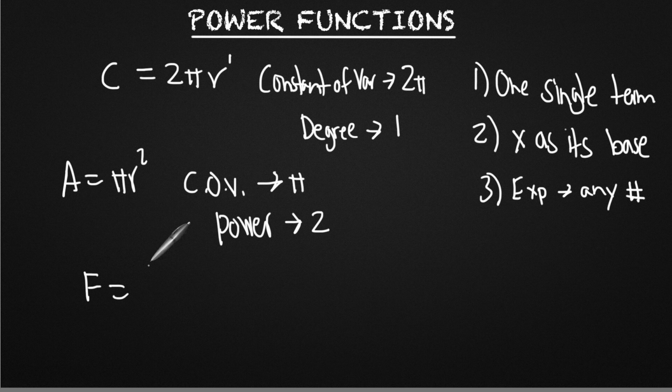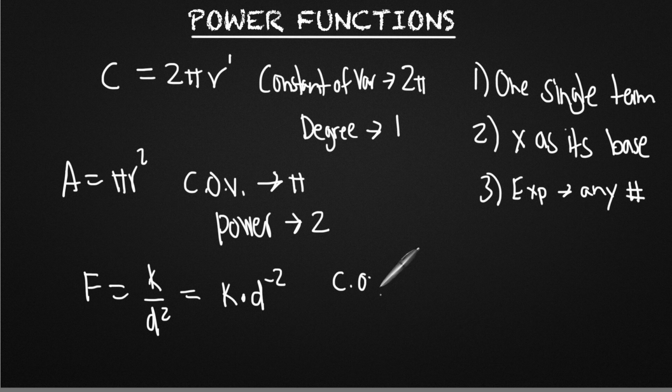All right. Force is equal to K divided by D squared. That can be written as K times D to the negative 2. D is the variable, negative 2 is the power, and K is the constant of variation. So this is a power function. So the constant of variation is K, and the power is negative 2. Remember that anytime you have something on the bottom, you can move it up to the top and make the power a negative power or change the sign.